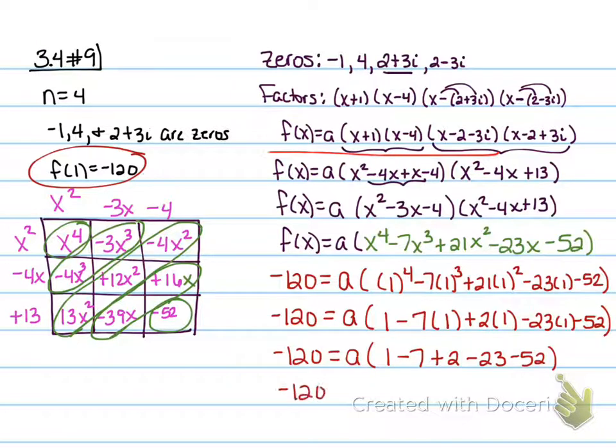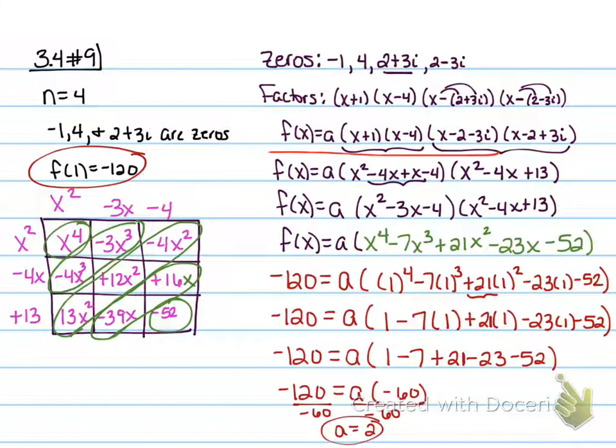So negative 120 equals A times, and I'm going to combine all of them. Okay, I just noticed that this was a plus 21, but somehow I dropped the 1. So let's add that back in, and let's combine all of those now. Alright, so we should end up with a negative 60. And so we're going to divide both sides by negative 60. And we find that A is equal to 2.